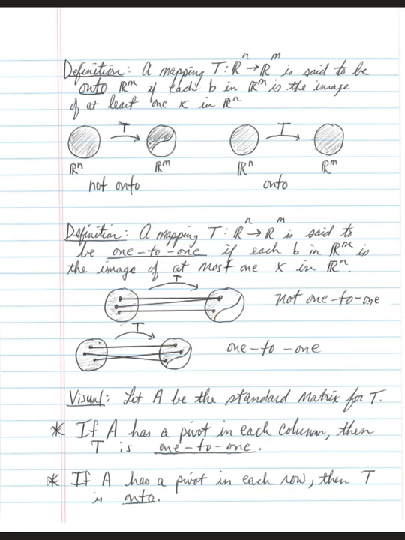Now, an example of one-to-one would be where each individual vector in the domain gives you all unique images over here, whether they're in the range or just part of the codomain itself.